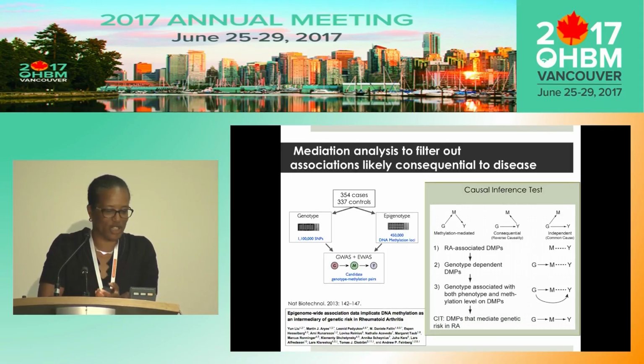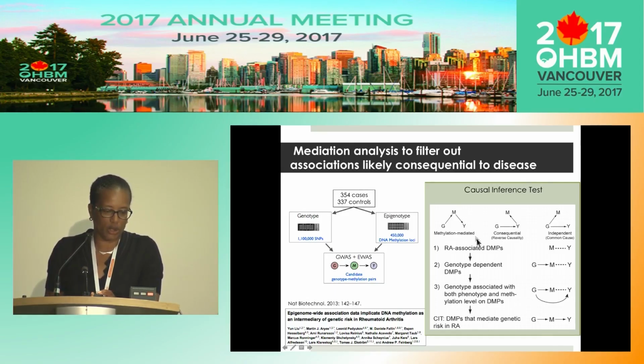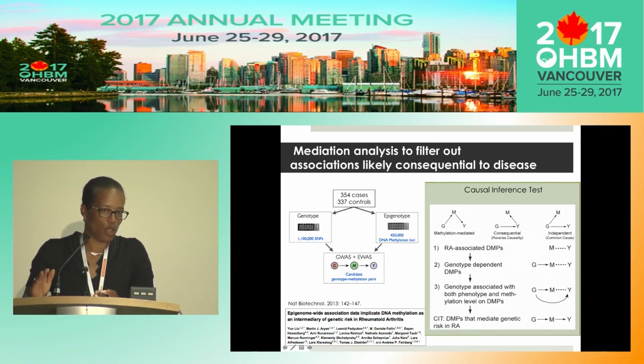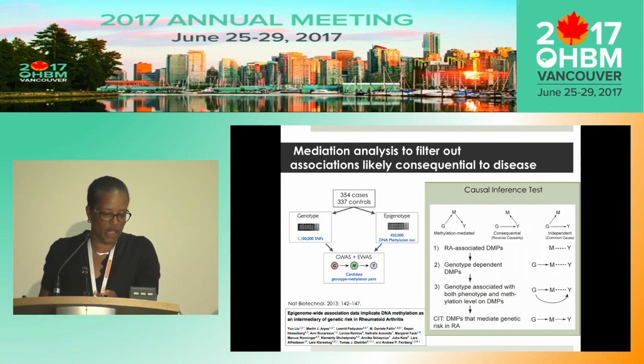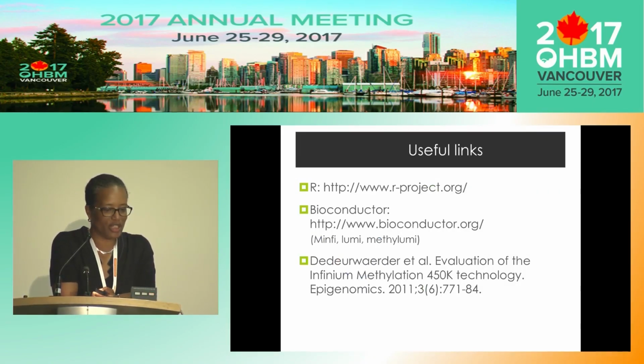My last slide is an example of a study that used such an approach, combining a GWAS study with an EWAS study to identify DNA methylation variants that mediate the risk of one disease, in that case rheumatoid arthritis. They used an approach highlighted here, a causal inference test, where they first look for association between DNA methylation and the phenotype, then genotype and DNA methylation, so trying to find methylQTLs, and then association of the genotype with the phenotype. So they tried those different steps, combining genotypes and phenotypes to answer their questions. And finally, these are just some useful links for packages that will help you in your analysis.